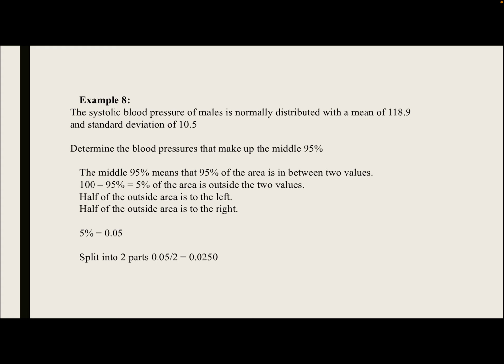Example 8. The systolic blood pressure of males is normally distributed with a mean of 118.9 and a standard deviation of 10.5. Determine the blood pressures that make up the middle 95%. The middle 95% means that 95% of the area is between two values. 100 minus 95 is 5%, so 5% of the area is outside these two areas, and half is on the left, half is on the right. 5% equals 0.05. Split into two parts is 0.0250 on each side.